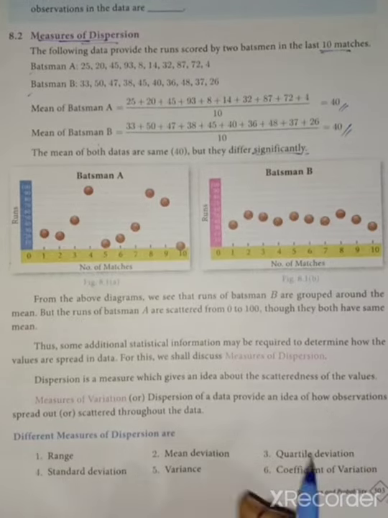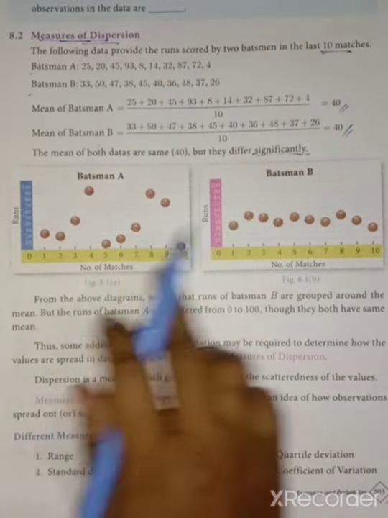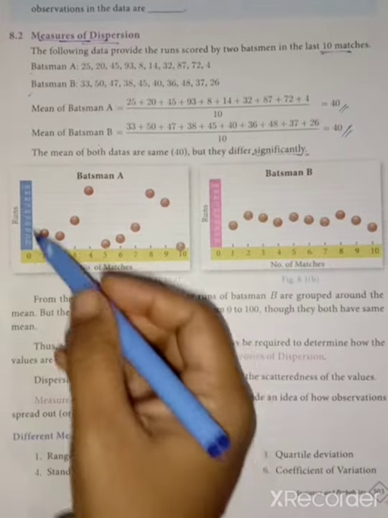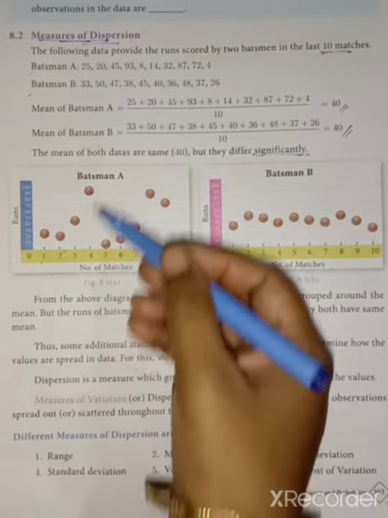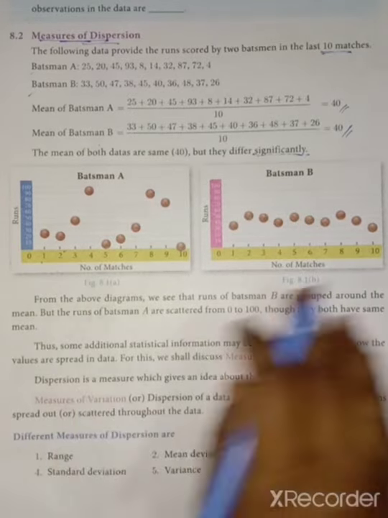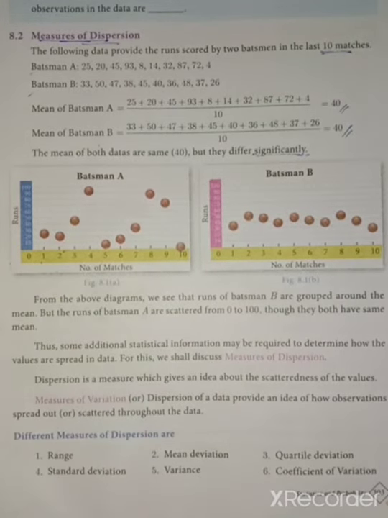So here batsman A's runs are here and batsman B's runs are there, for the first match, second match, third match, fourth match, like that they are given. From that they would know the measures of dispersion. What is dispersion? Dispersion means scatteredness.